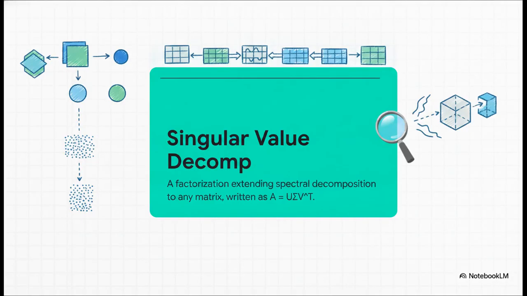Let's define this clearly. SVD is a factorization that extends spectral decomposition to any matrix. We write it as A = U Σ V^T, that is, A equals U times sigma times V transpose. The legendary mathematician Gilbert Strang famously referred to SVD as the fundamental theorem of linear algebra. Why? Because it applies universally, and it flawlessly quantifies changes in the underlying geometry between vector spaces.